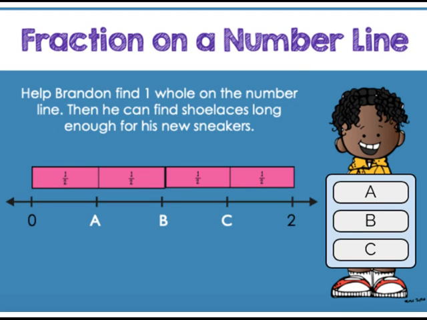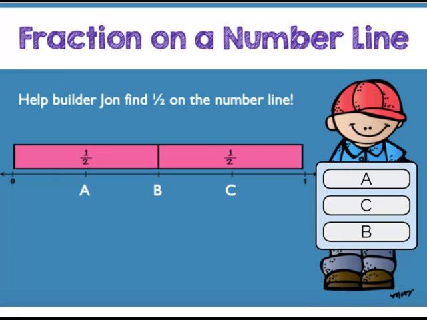Natalie, where's one whole? Is it A, B, or C? She's correct. 2 halves equal a whole. So she sees the 2 halves, and at the end of the 2 halves, right here, we have one whole. That is our answer. Good job.